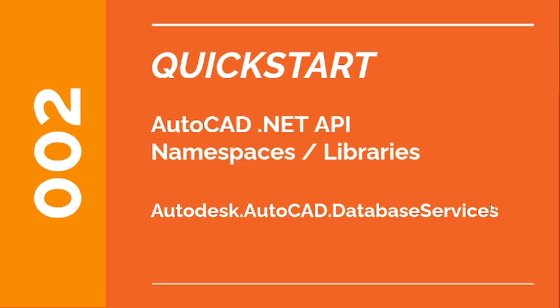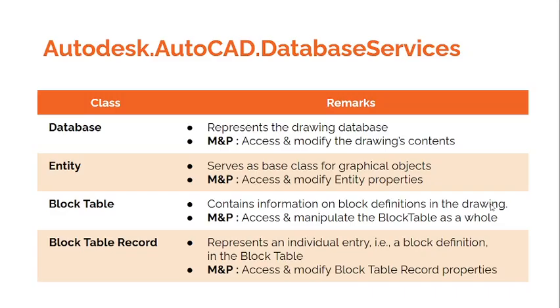Hi. In this quick start video, we will look at one of the important namespaces included in the .NET API for AutoCAD. The .NET API contains various namespaces, and one of the more important ones is the Autodesk.AutoCAD.DatabaseServices namespace, because it contains classes that allow us to create and modify entities, both graphical and non-graphical, within the drawing. In short, it provides access to the AutoCAD drawing database and its resources.